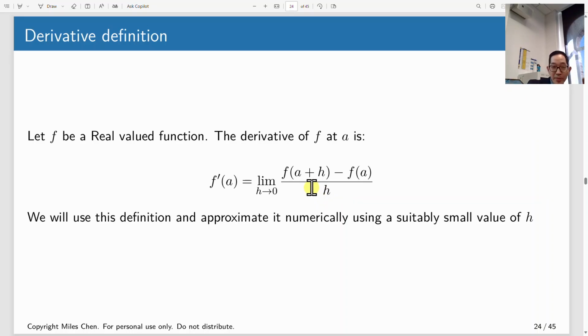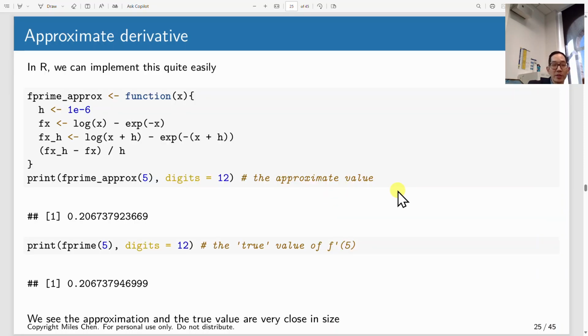And basically, rather than taking the limit as h goes to 0, with our computer, we're just going to plug in a small value of h, maybe like 10 to the minus 5, 10 to the minus 6, and we'll get an approximation here. So that's what we'll do. So here, for my approximate derivative, my f prime approximation, I'm going to just plug in h is going to be 10 to the minus 6.